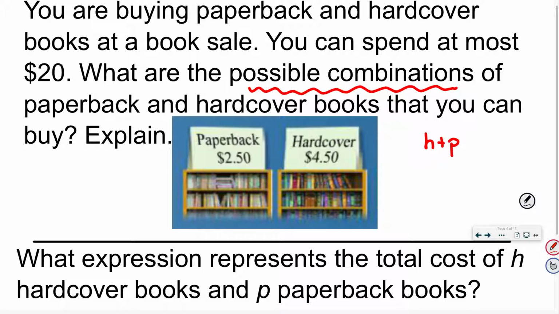Just the expressions. You don't have to give me the other side of the equation or inequality. But what do we need to factor in here? The price. Because H represents what? The number of hardcover books. And if I'm looking for the cost, what do I have to include? The price. So $4.50 for every hardcover, and then the $2.50 for every paperback.